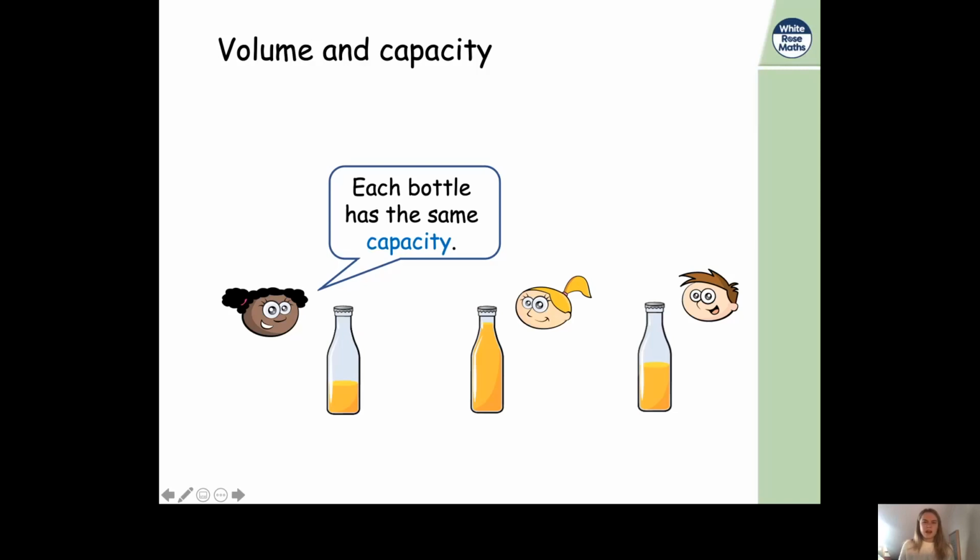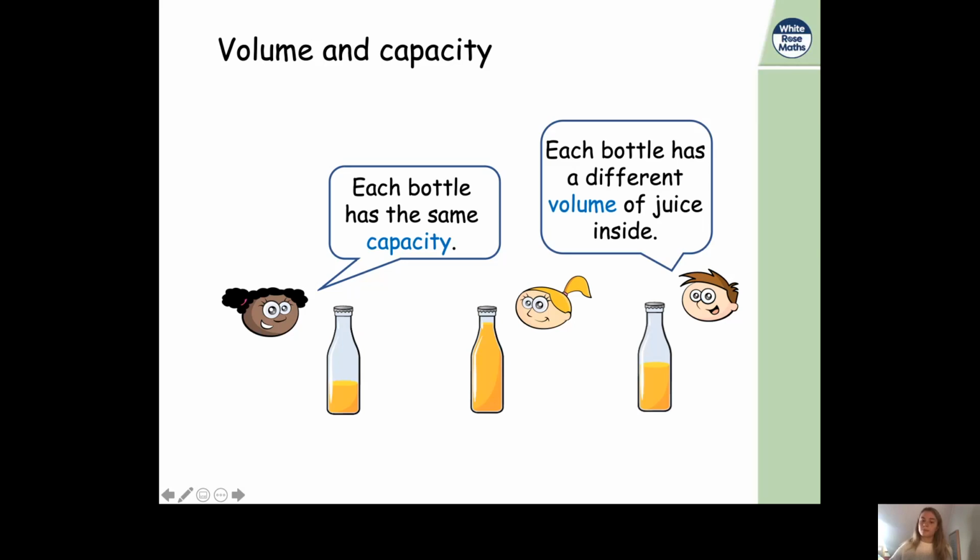Pause the video now and have a little think for me. Okay, year 2, so have these bottles got the same volume of liquid in them? Well, no, they haven't, have they? Because we can see that there's only a little bit in the first one. The next one's almost full, isn't it? And the next one is half full, okay? So half of it's empty and half of it is full of liquid. So therefore, yes, this boy is correct. Each bottle has a different volume of juice inside. So well done if you were able to spot that too.